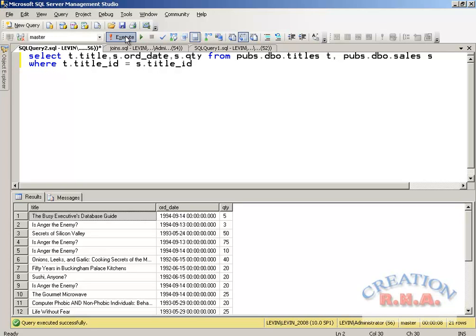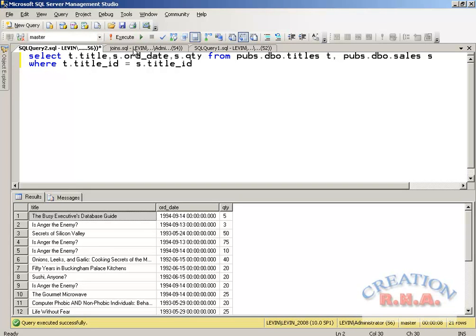If any of the tables contains data that does not match the key, that data would be left over. Suppose in the titles table there were records that did not exist in the sales table. Those would be left over because there is no equal title ID in the other table. Usually it cannot happen in the sales table; it will happen in the titles table because the titles table contains the primary key.